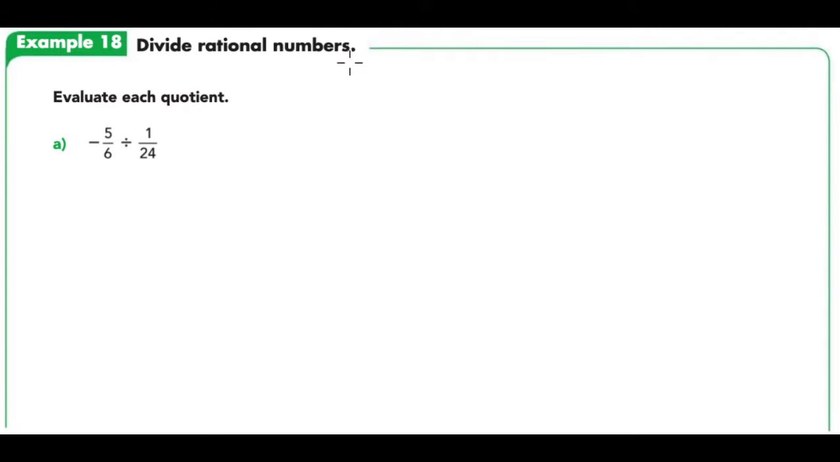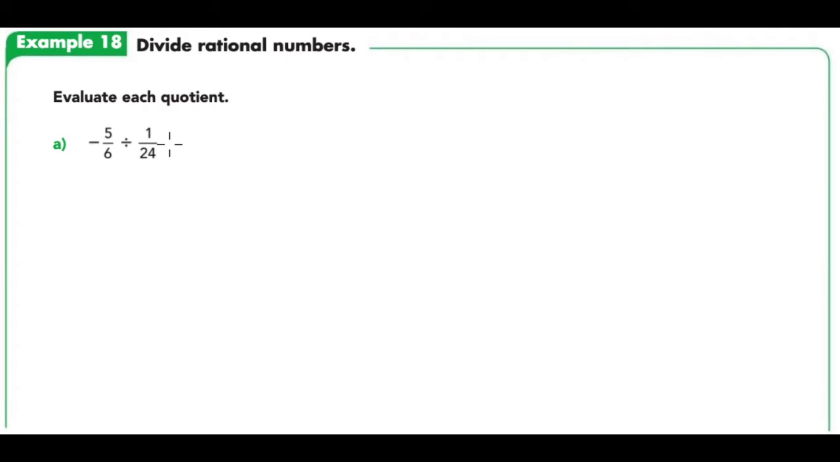For example 18, we're going to be dividing rational numbers, and again, our same signed rules apply. When you multiply or divide two numbers that have the same sign, it's going to be a positive. And if you multiply or divide two numbers with different signs, you will have a negative result.